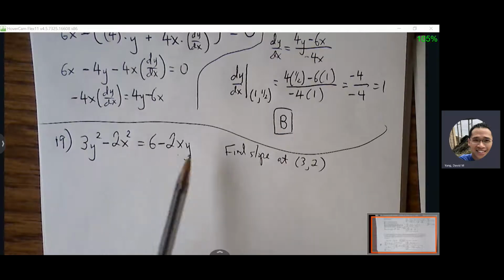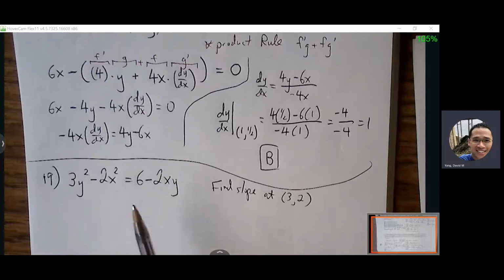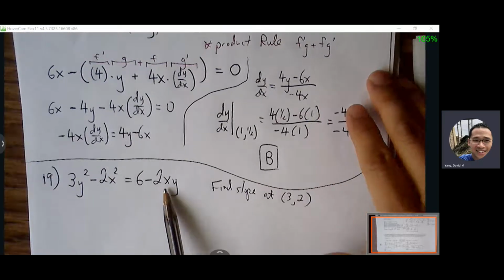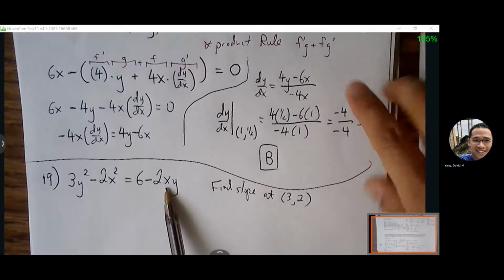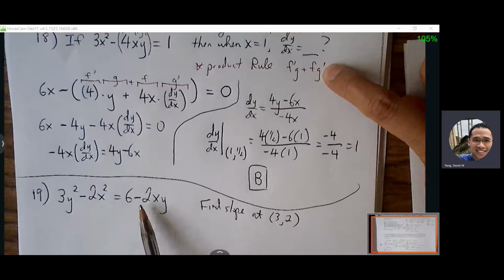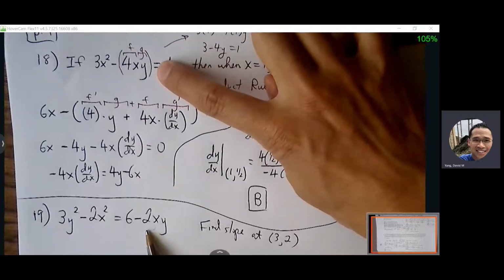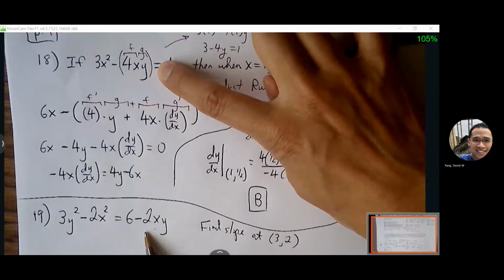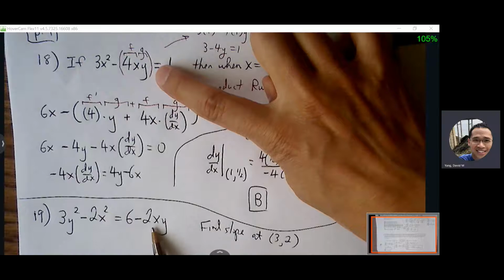You've got power rule. And do you see this 2xy here? We also need what here, 2xy? Right, that's also product rule, right? And then you've got to make sure you distribute that negative through as well. So this would be the same method involved here between 18 and 19. Product rule and distributing the negative through.